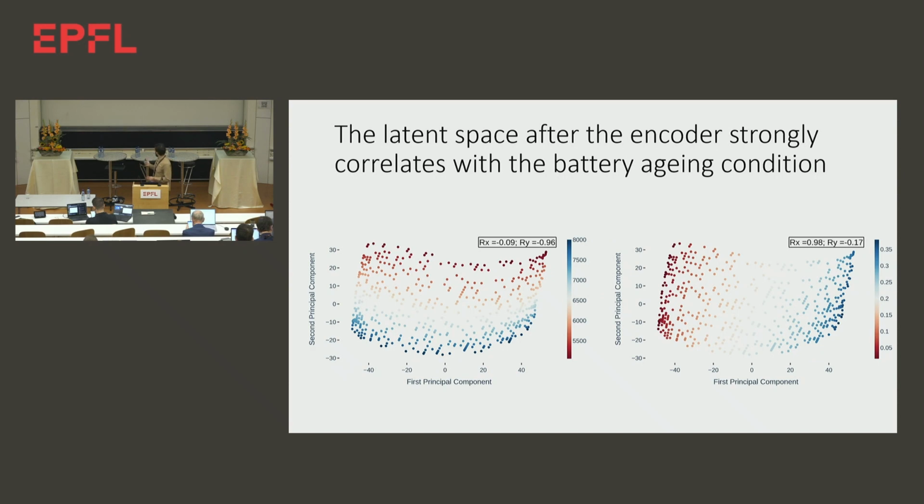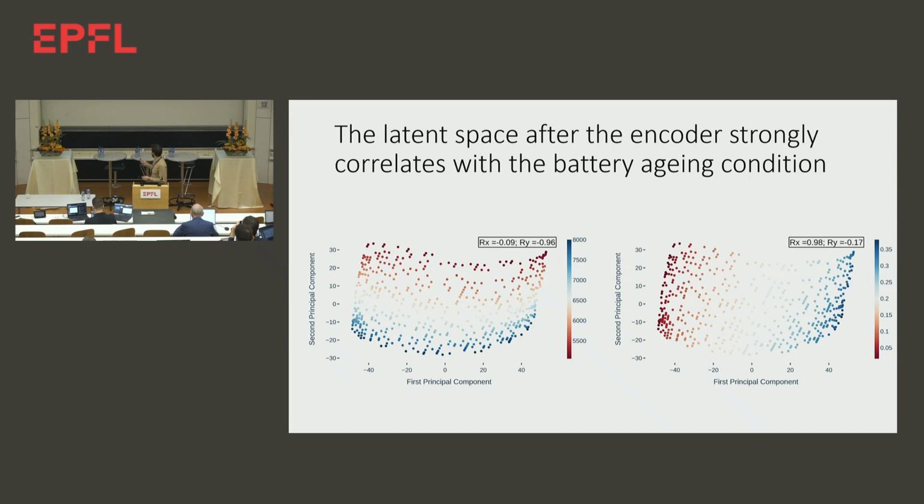Jumping to the next slide, I think this is quite interesting. We studied how the embedding out of the encoder looks. As I was saying, we train our network without using any additional information about the aging or any parameter of the battery besides current and voltage. But what we found out is that if you do a PCA, a principal component analysis, on the output of the embedding, you can see that it is consistent with the values of the internal battery parameters.